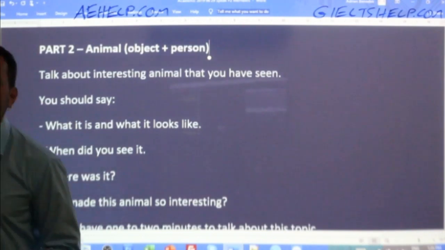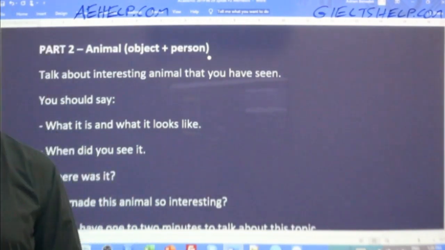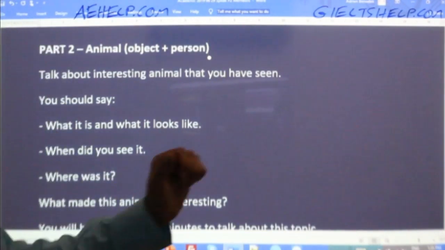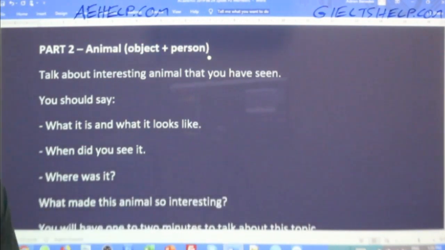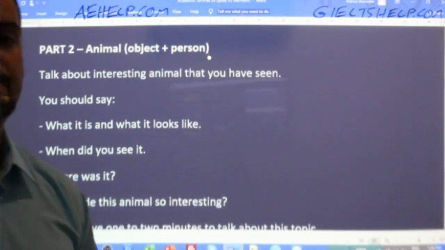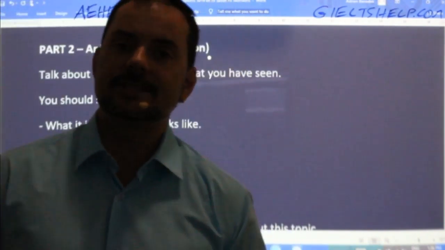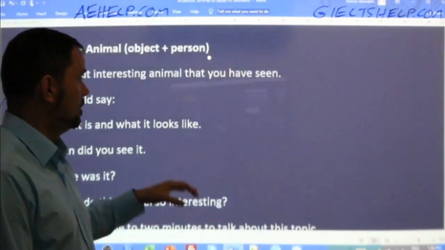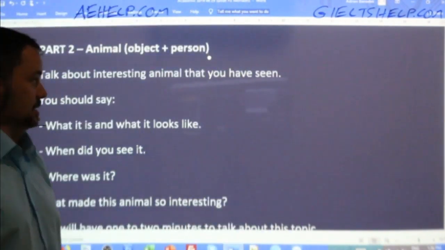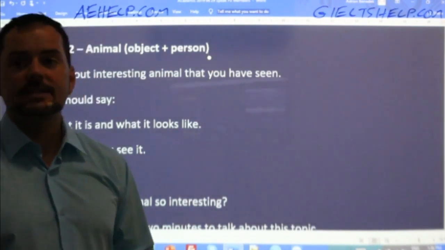Okay, what should I do? Members, what should I do if I have 1 minute to prepare my answer? What would be a good next step? I turn over the card. Of course, I read the questions. What would be my next step here?